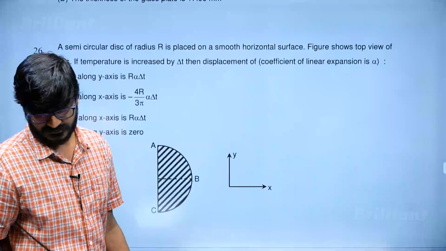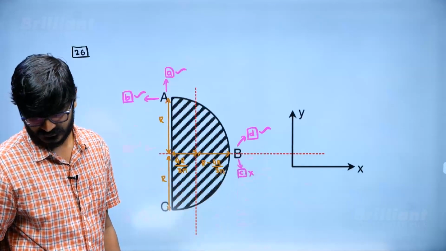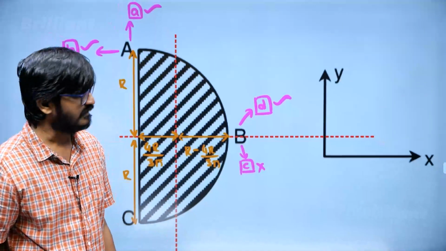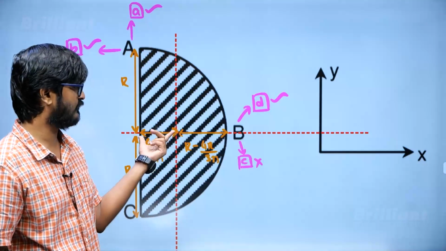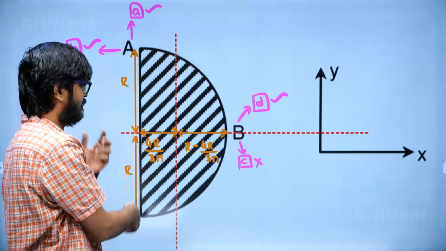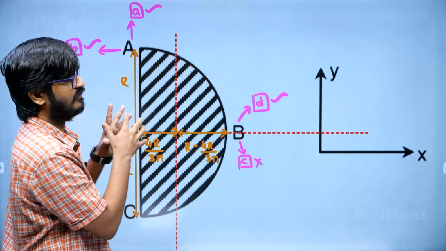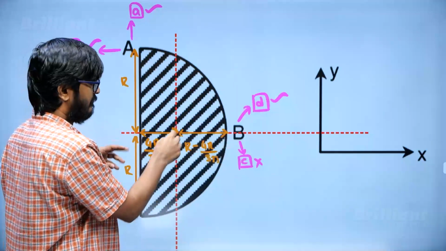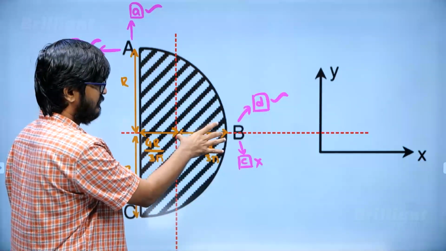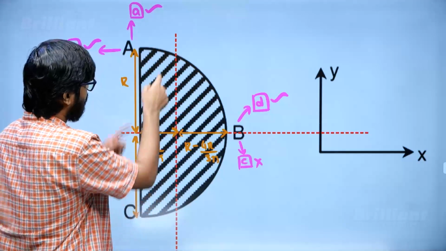And the next question, this already appeared in one of your previous exams, right? So it goes like this. Center of mass will be fixed and this distance is 4r by 3 pi, this distance is r minus 4r by 3 pi, this is r, this is r. Now when you heat it, it will expand as if the photo is just zooming, but with center of mass fixed.